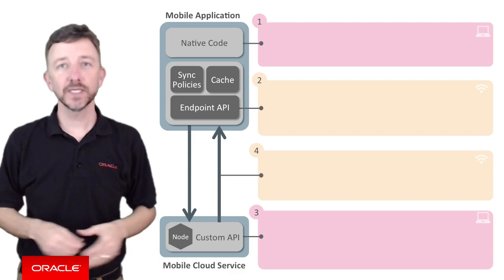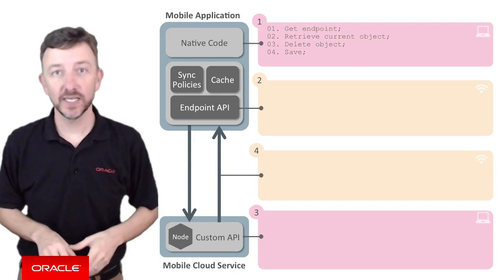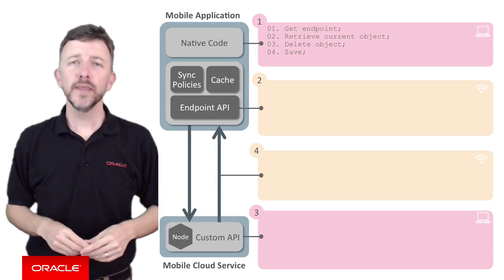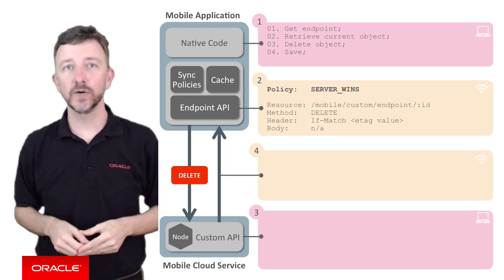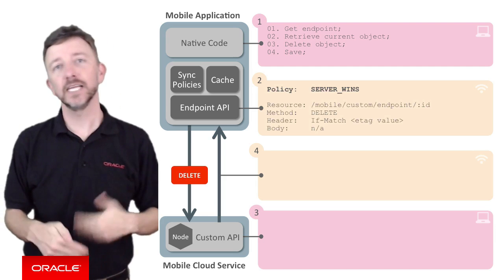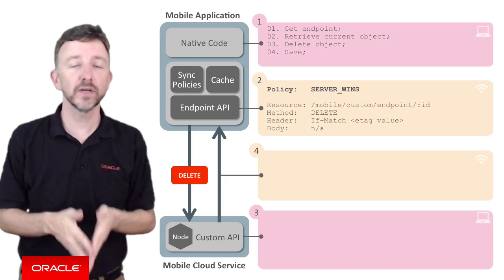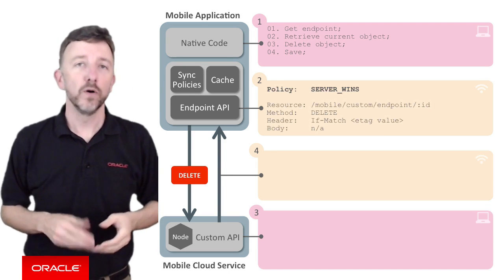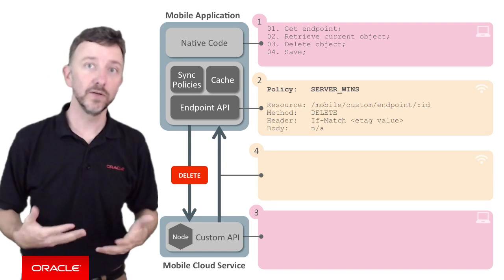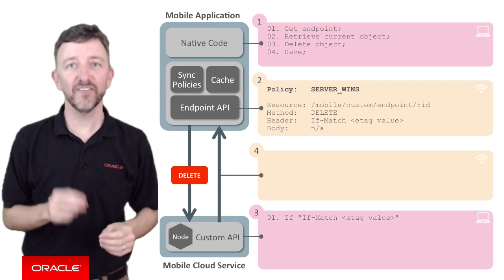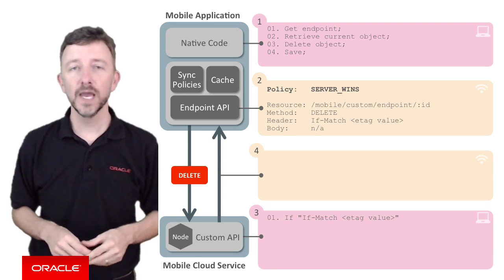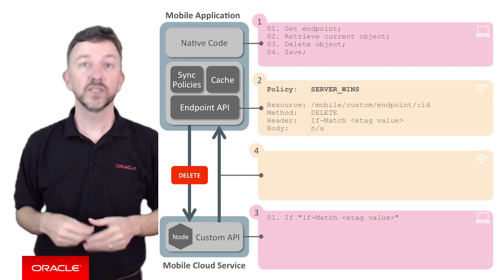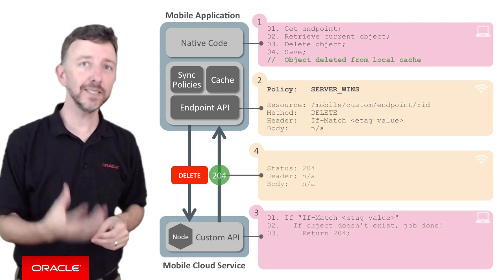Now, as you can guess, once the client retrieves, deletes, and saves the changes via the endpoint API on the client, the endpoint API will send a delete HTTP request with the URI of the resource and an HTTP header if-match with the e-tag of the client-side object. What the server-side custom API must then do is again detect the presence of that if-match header with an e-tag value.